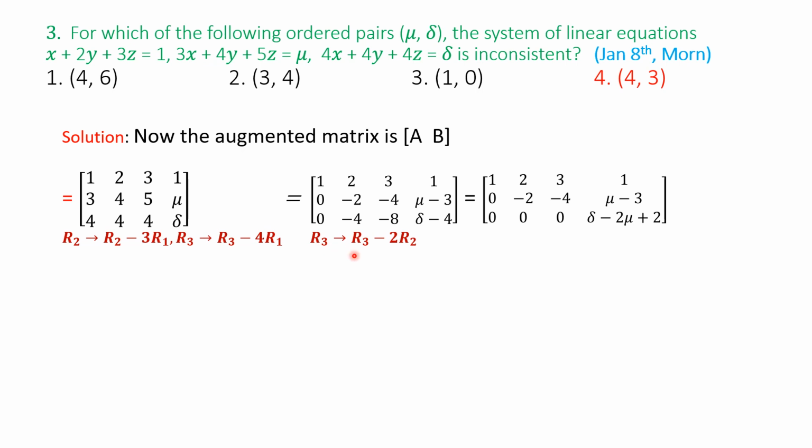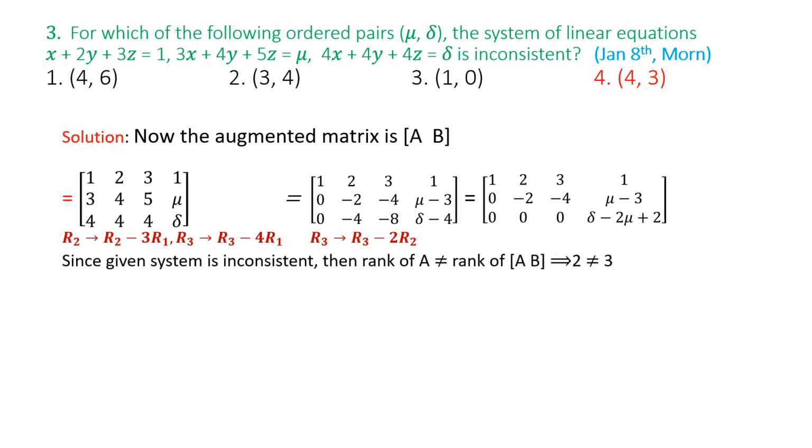Here we also apply the row transformation R3 changes to R3 − 2R2. Then the first two rows will not be changed, and the third row changes to 0, 0, 0 and δ − 2μ + 2. We observe that this matrix is in the echelon form. So here also we observe that the given system is inconsistent.